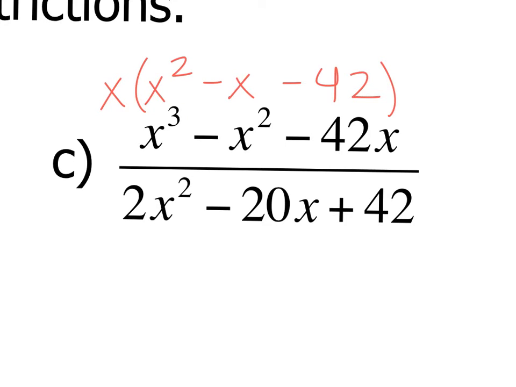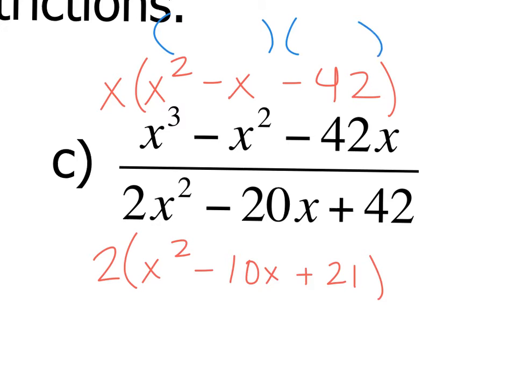And on the bottom, I do have a GCF as well. I do have a 2 that can be taken out. And that gives me x squared minus 10x plus 21. Now, what I have left over is also factorable. So this top one is factorable, and this bottom one is factorable. So we'll start with the top.